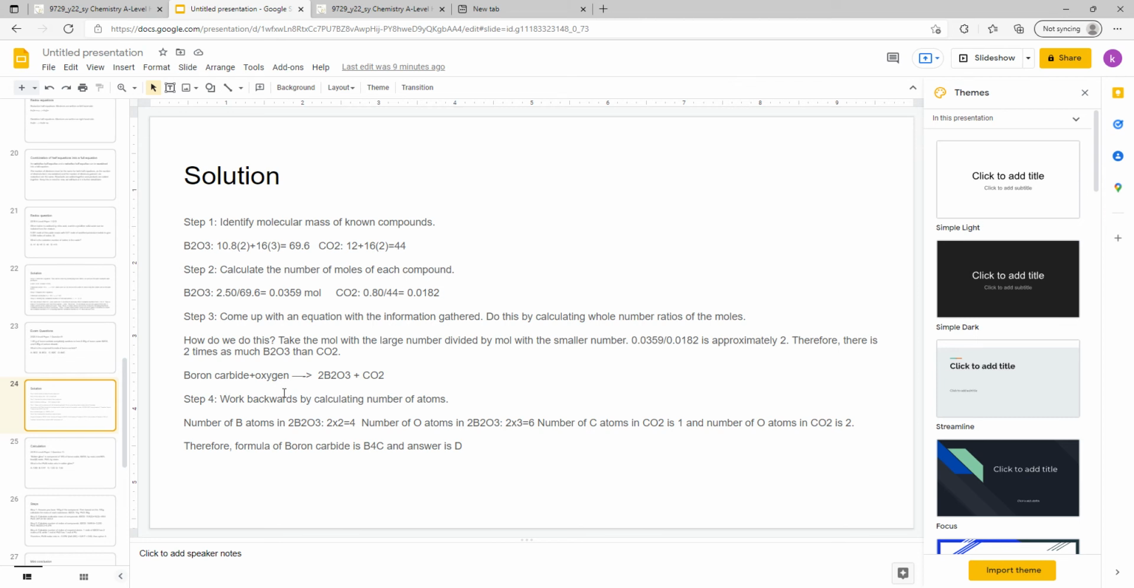Right. Since we know that boron carbide only has boron and carbon, we calculate the number of boron and carbon atoms on the right hand side. So the number of B atoms in 2 moles of B2O3 would be 2 times 2, while the number of carbon atoms in CO2 is 1. Thus, boron carbide, only containing boron and carbon, would be B4C, and thus the answer would be D.